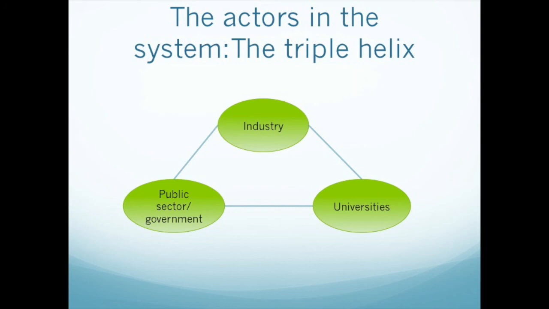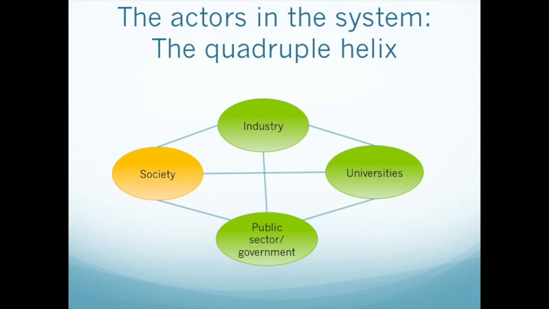But then some people have said that we're missing a large part of the system, so they talk about the quadruple helix, where you also include society in the mix, the commons, like you and me, people who are just partaking in society, living their normal lives, and they can also be part of this innovation system, generating ideas, creating businesses, and so on. So that's a little glimpse of the concept of innovation systems.